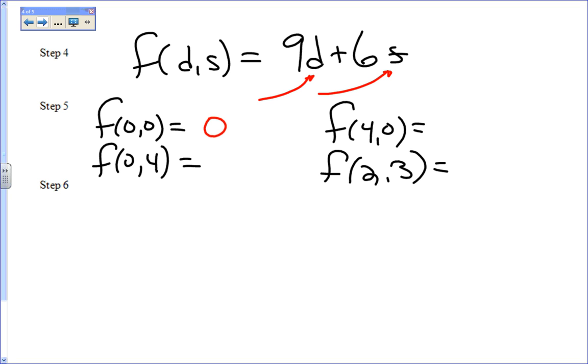How about 0 and 4? So I got to put 0 in for d, 4 in for s. I got 24, just doing some quick math. Is there an agreement there or a disagreement? Good. How about 4, 0? 36. And 2, 3. 36. Now, what was the question that needed to be answered? Which one brings the most profit?